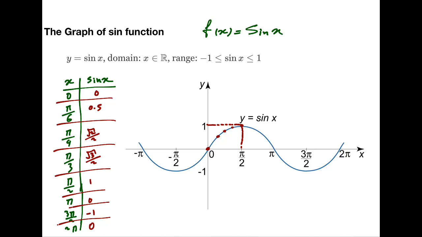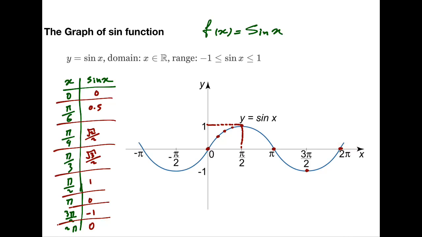Then at pi, it becomes 0. So that's the pi point. At 3 pi over 2 it is negative 1. It goes down. At 2 pi it comes back to 0 again. So this is the graph of the sine function in one cycle, from 0 to 2 pi.